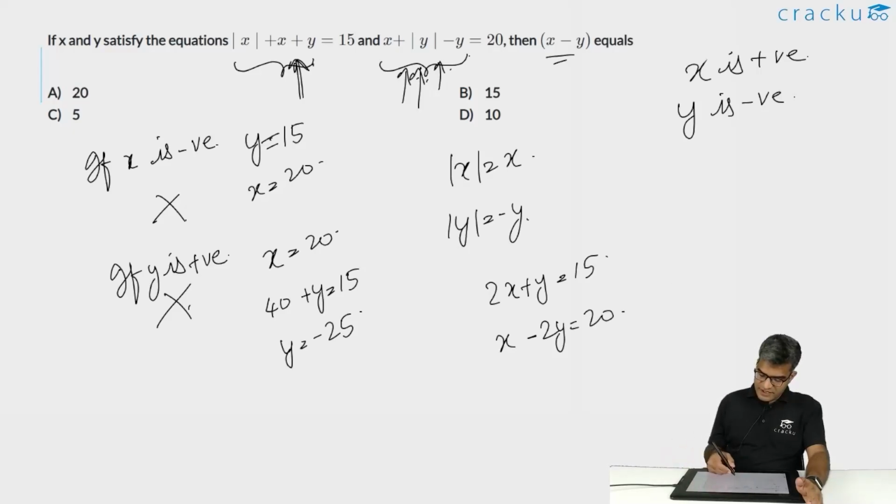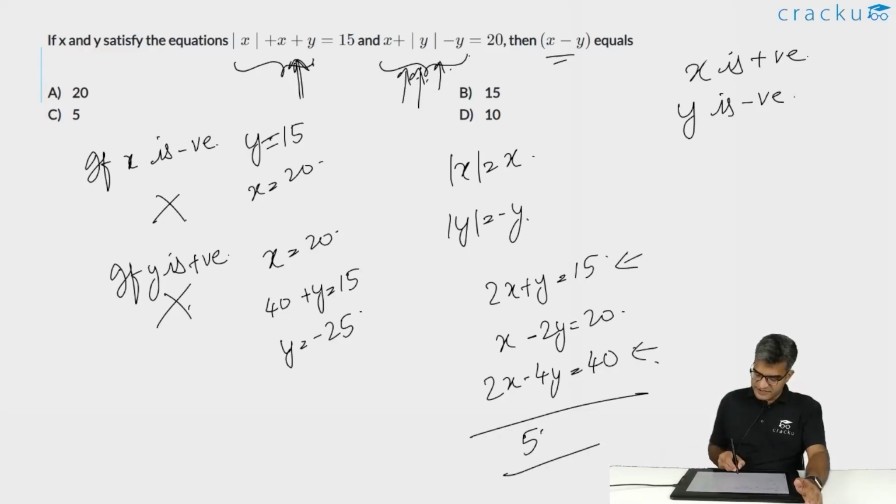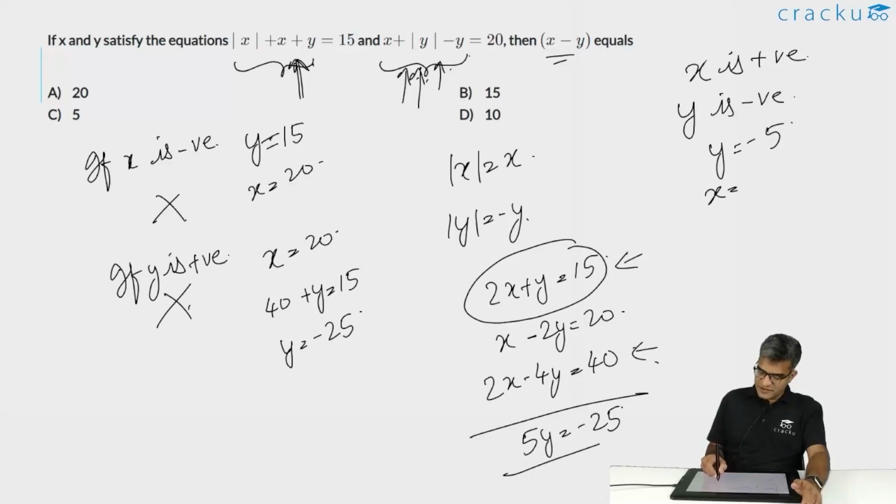Now you can multiply this one with 2. So you are going to get 2x minus 4y is equal to 40. You can subtract from this equation. So you are going to get 5y is equal to minus 25, or the value of y is equal to minus 5. If y is equal to minus 5, from this equation, x is equal to 10. Therefore, x minus y is 10 minus of minus 5, which is equal to 15, which is option B.